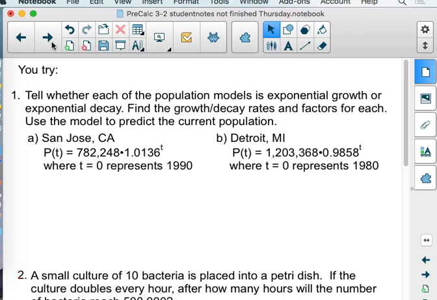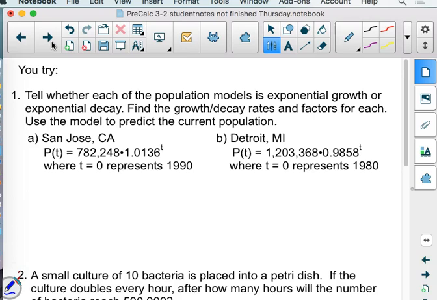I think you've already been trying a lot of these. This one's a little different, and that's because we're back to population, so we have to think about that whole 0.5 business that goes on when the census is keeping track of people. Tell whether each of the population models is exponential growth or exponential decay. Find the growth decay rates and factors for each, and use the model to predict the current population.